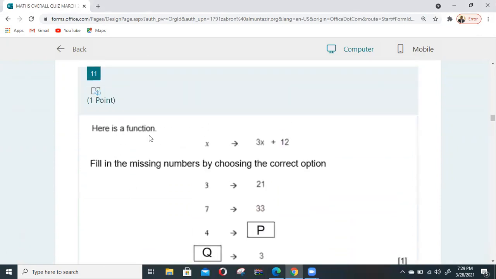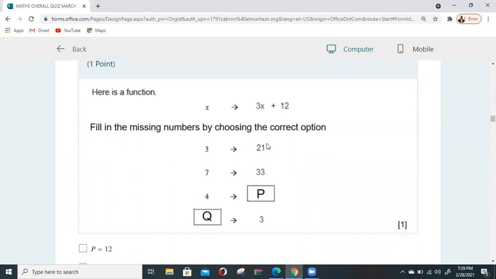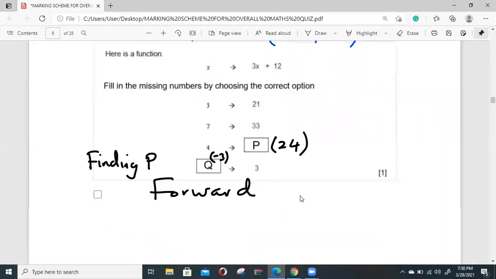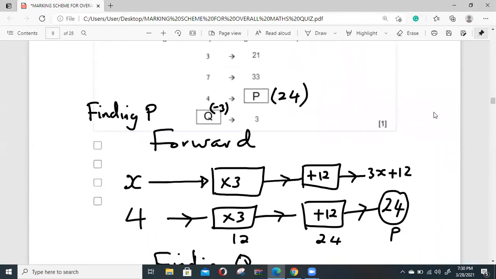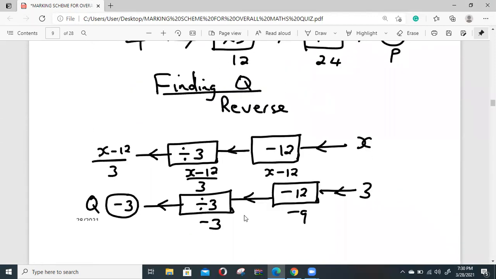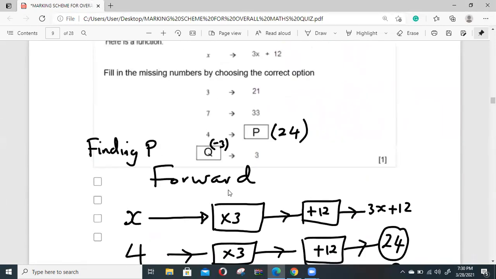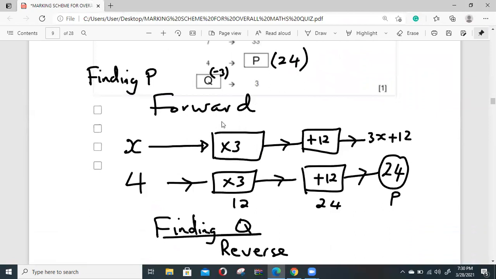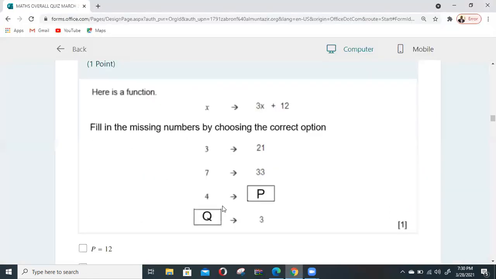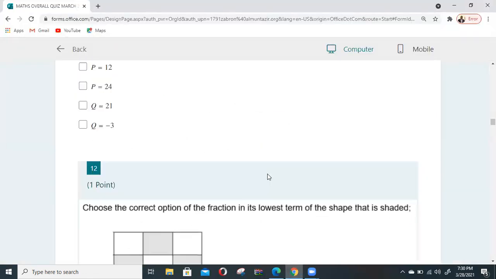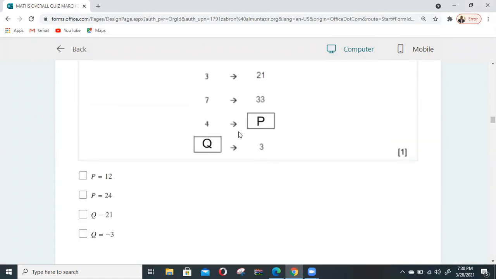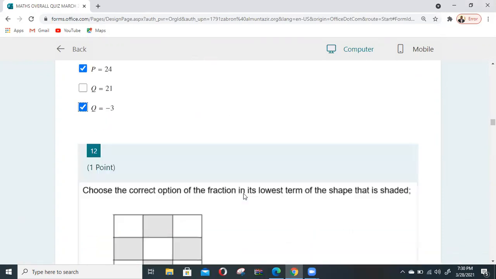So there we go. Here is a function, x equals to that. Fill in the missing numbers by choosing the correct option. So that question, I have done it here. We have the forward movement and we have the reverse movement. So I got P is 24, Q is -3. Okay, so go ahead filling that. I got P is 24, so tick there. And I got Q is -3, so you also tick there. And then you're good to continue.